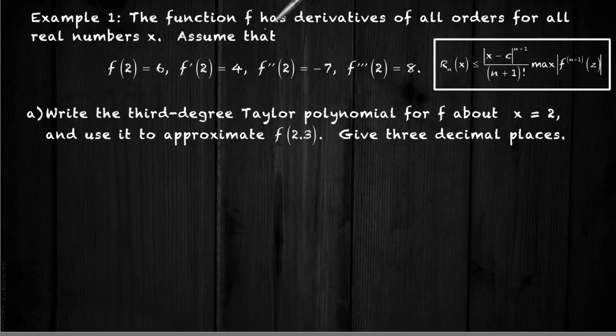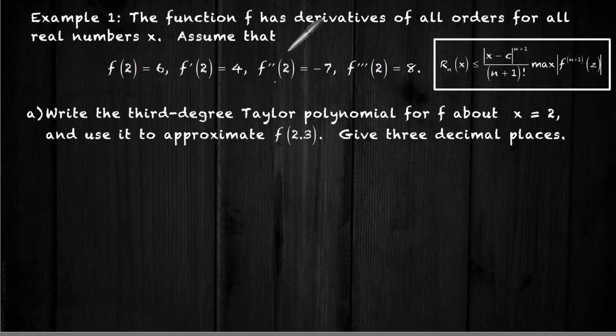So let's say we're given some function that has these values. f of 2 is 6, the derivative at 2 is 4, the second derivative at 2 is negative 7, the third derivative at 2 is 8. We don't really know what the function is, but we have its derivatives and its value at 2. And it says write a third degree Taylor polynomial for f about x equals 2, so it's centered at 2, and use it to approximate f of 2.3.